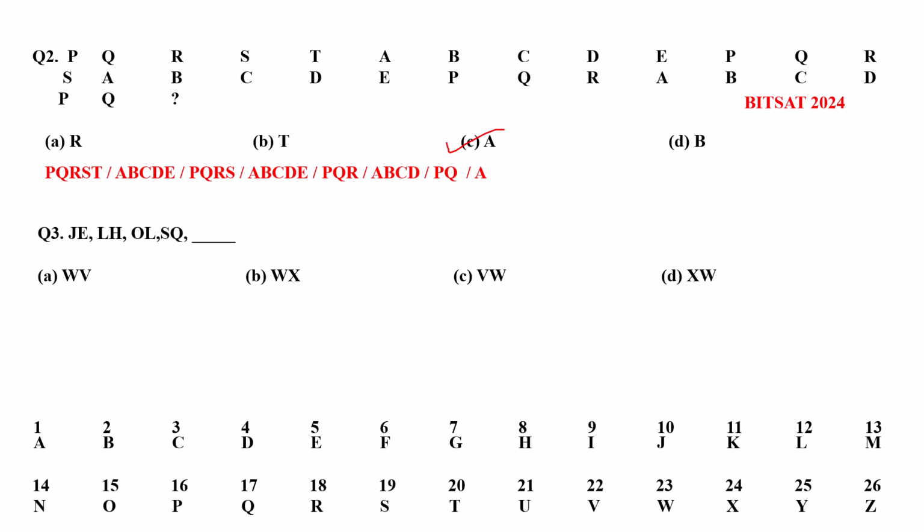JELHOLSQ, and after that you have to complete the series. So let's see the pattern. See the first letter, JLOS.